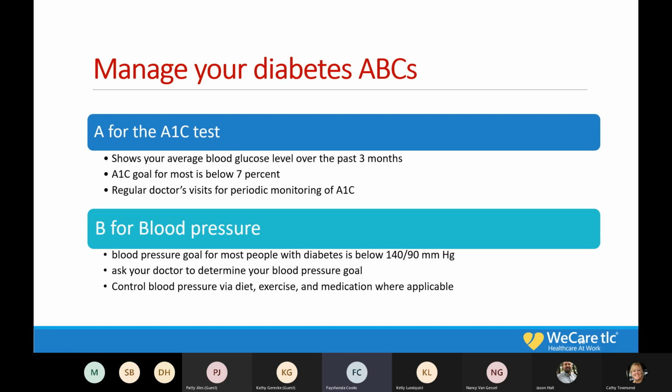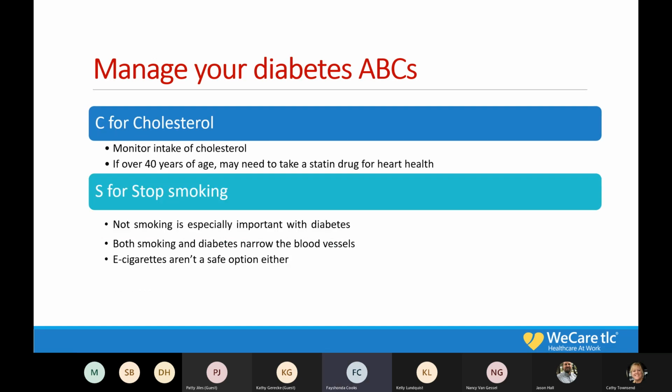All right, manage your diabetes A, B, C. A is the A1C test. We talked about that. B is blood pressure, because most people with diabetes have blood pressure issues or have a potential to have blood pressure issues as well. So ask the doctor to determine your blood pressure goals and control the blood pressure via diet, exercise, and medication where adequate. Next, cholesterol. Monitoring the intake of cholesterol is looking for fatty foods. That is important as well in managing the diabetes.